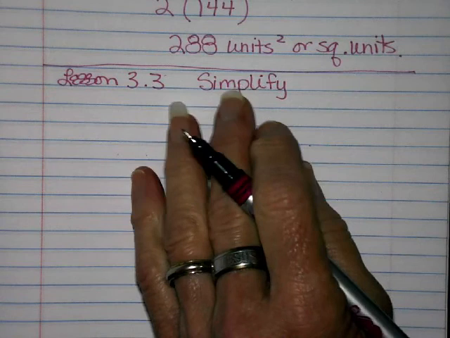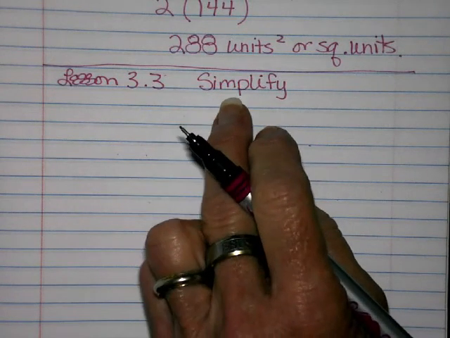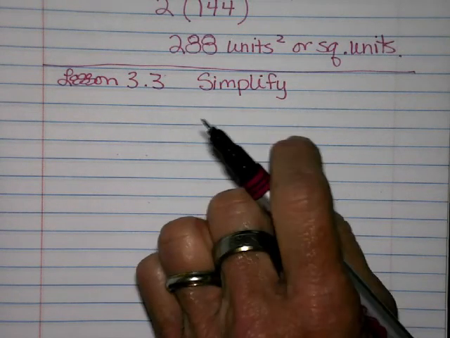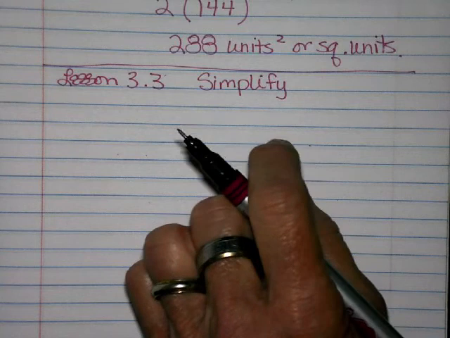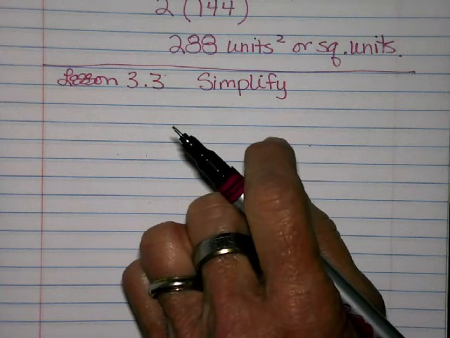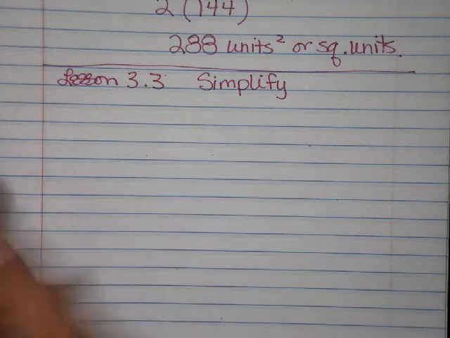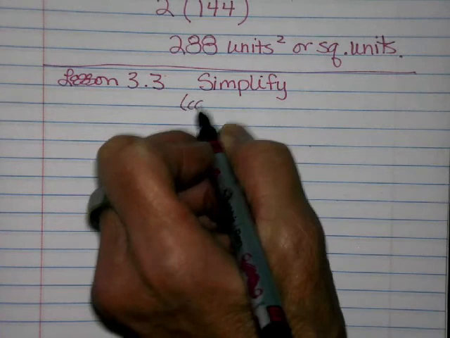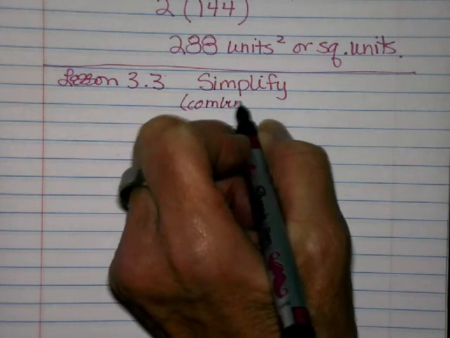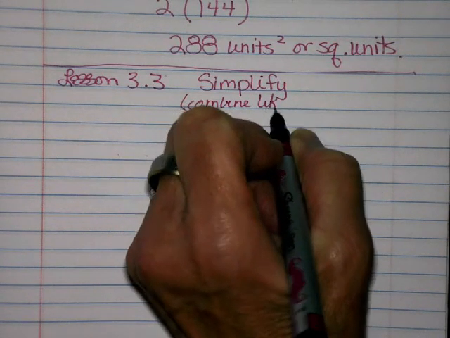Now the directions in lesson 3.3 use the word simplify, not evaluate, because you will not necessarily find a value. You're just going to combine like terms. And what's a like term?